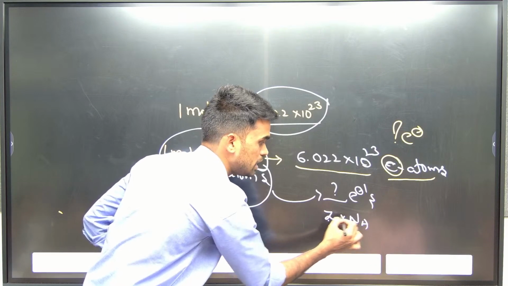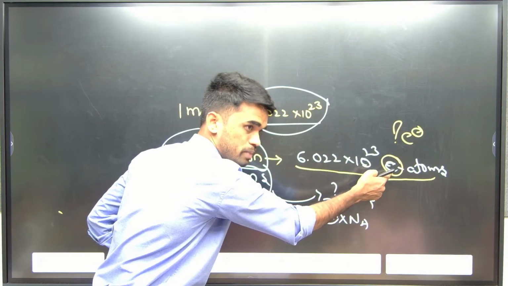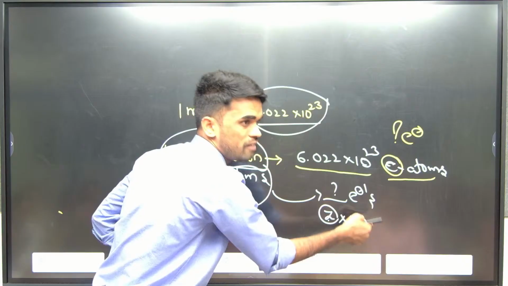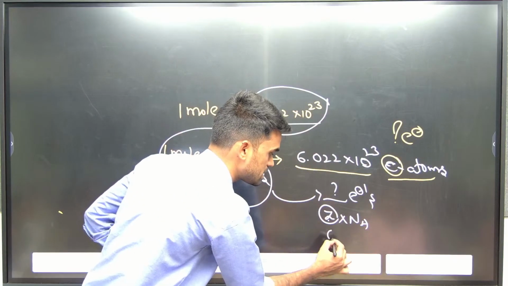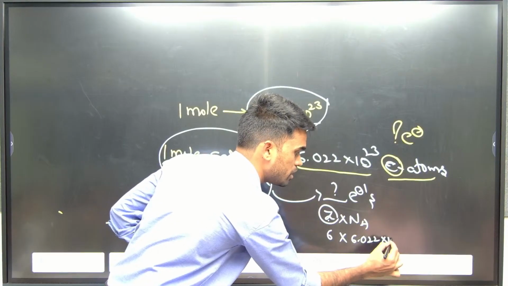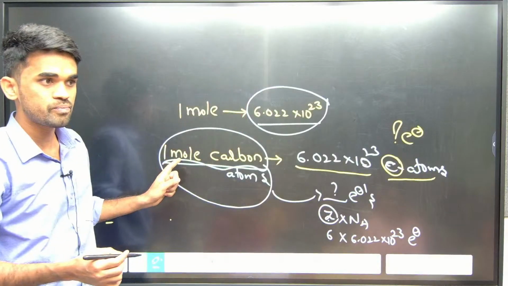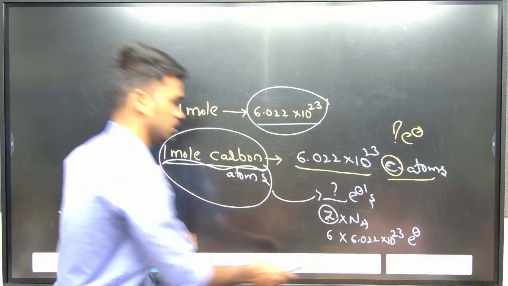So Z into Na represents the number of electrons or protons present in that carbon atom multiplied with the Avogadro number. It means 6 into 6.022 into 10 power 23. This many electrons are present in 1 mole of carbon. Is this clear?